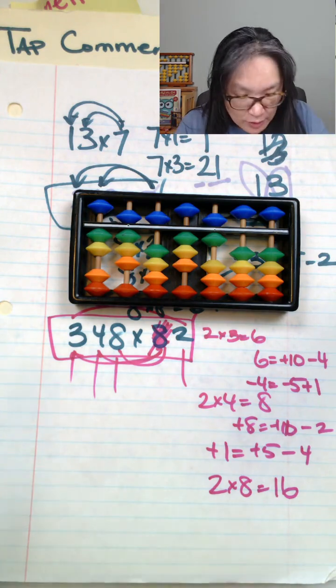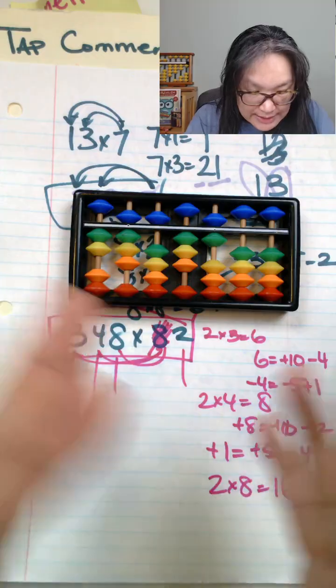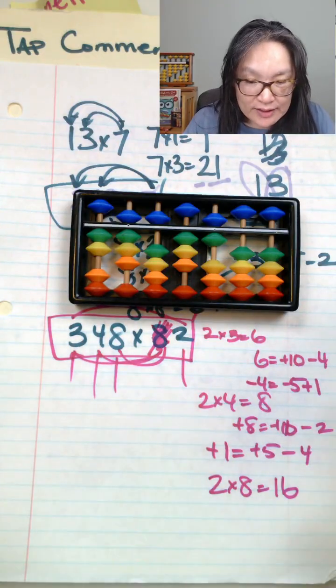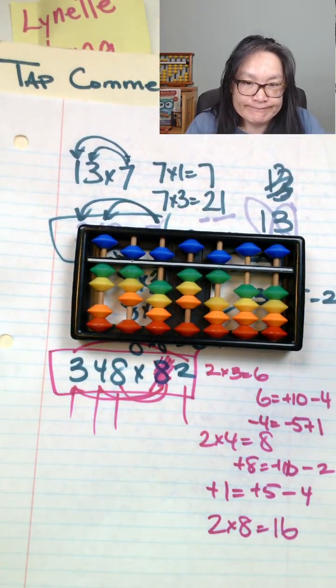So does the multiplication make sense? I mean, it's easy, and the abacus keeps track of things. Any questions?